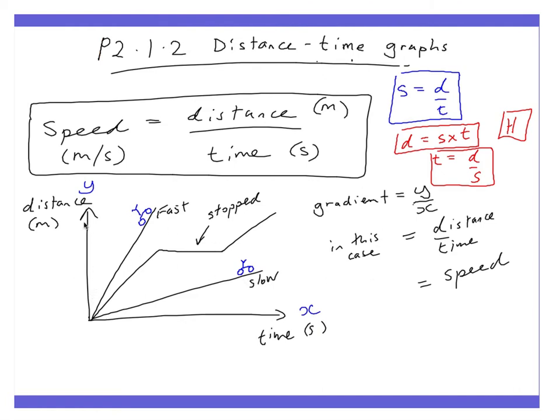Now, on the distance time graph, the y-axis divided by the x-axis will always give you the gradient, y divided by x, as I'm sure your maths teachers have told you. In this particular case, we've got distance up the side on the y-axis and time along the bottom on the x-axis. So the gradient is the speed. If it's a steep slope, that means it's a fast speed, and if it's a flatter slope, that means it's a slower speed. And if it's a completely flat slope, that means it's stopped.